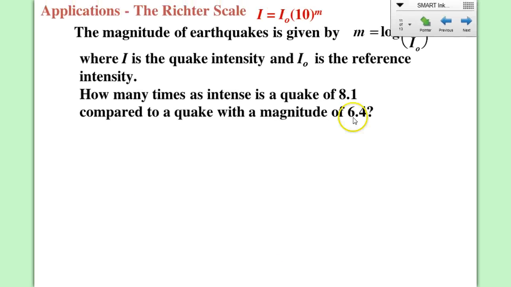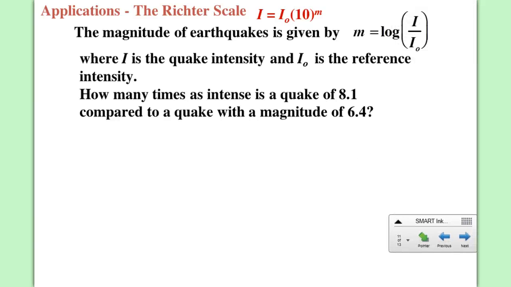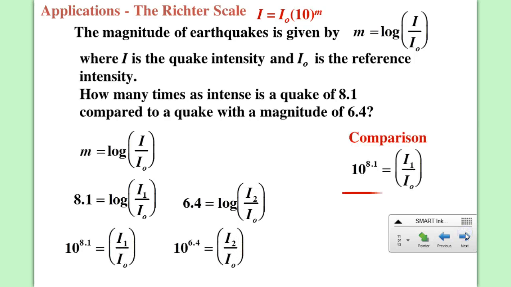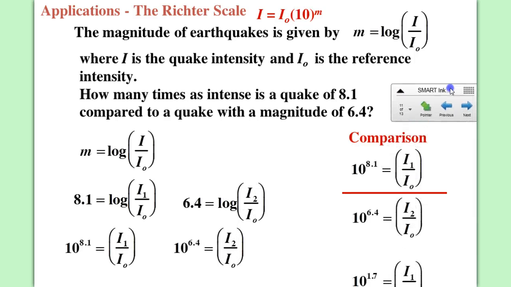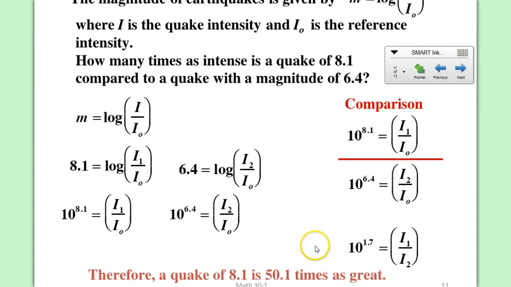Another one would be, well, what if you wanted to know what the Richter scale reading would be? Sometimes that's what we're looking for. But in this case, we were again comparing an 8.1 to a 6.4. Again, we measure those intensities. And we solve them, and we end up with a 10 to the 1.7. Therefore, 10 to the 1.7 gives us about 50.1 times as great as the 8.1. Sorry, as the 6.4. Okay.